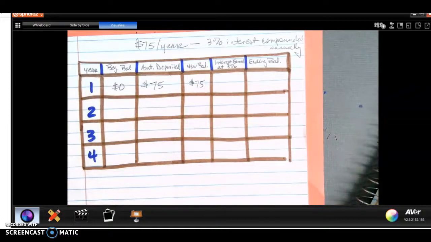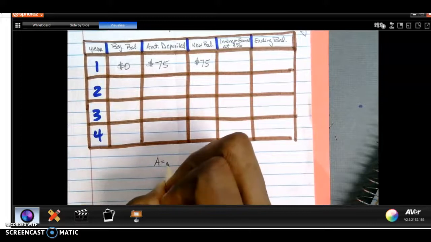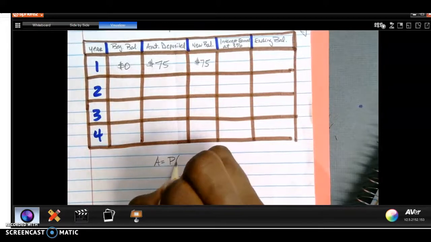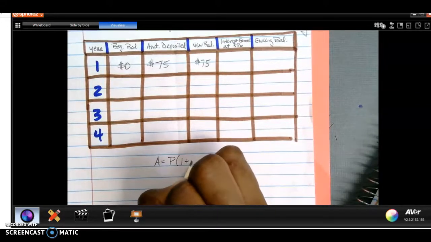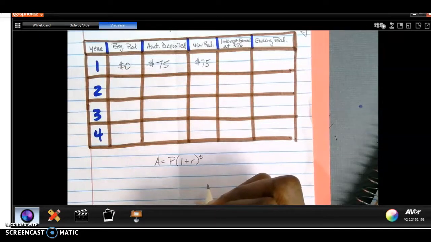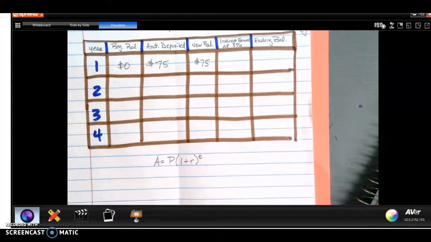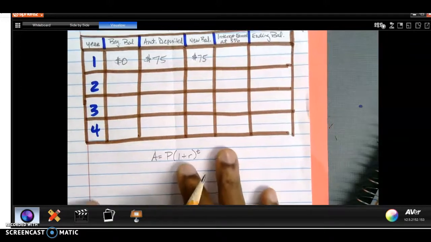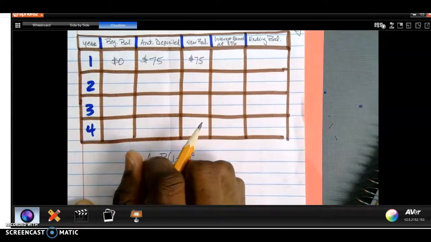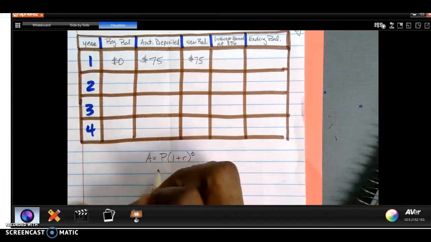Now, at this point, the formula, again, that I would be using is where the amount in the account is going to be equal to the principal times 1 plus the rate to the power of time that we're using. And in this case, it's going to be 1 year. So I'm going to show you what that would look like for the first year, and then I'm going to show you what a little bit of a shortcut would be to calculate the rest of the interest amounts.